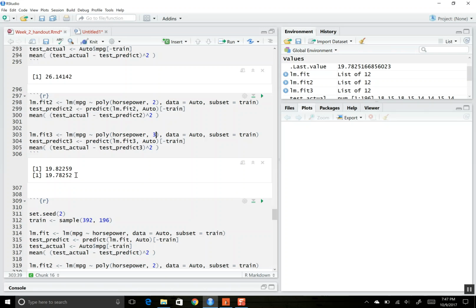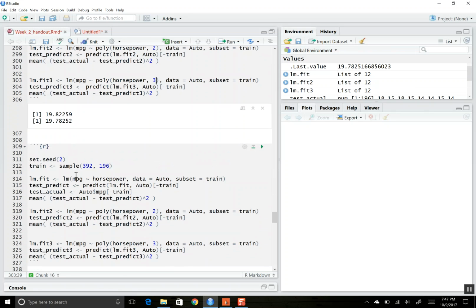So that's what we see here. But then there's the question of, what if I had a different training set and a different test set? I selected my rows for the training set by doing sample 392, 196. What if I had selected different rows? And so we're going to try, how does this differ?